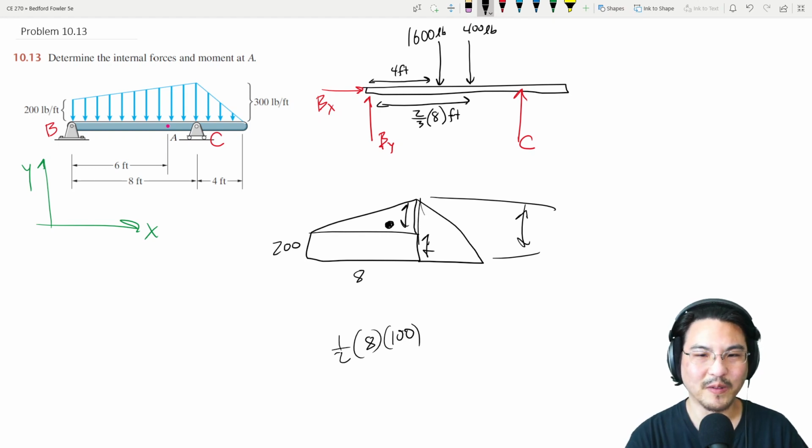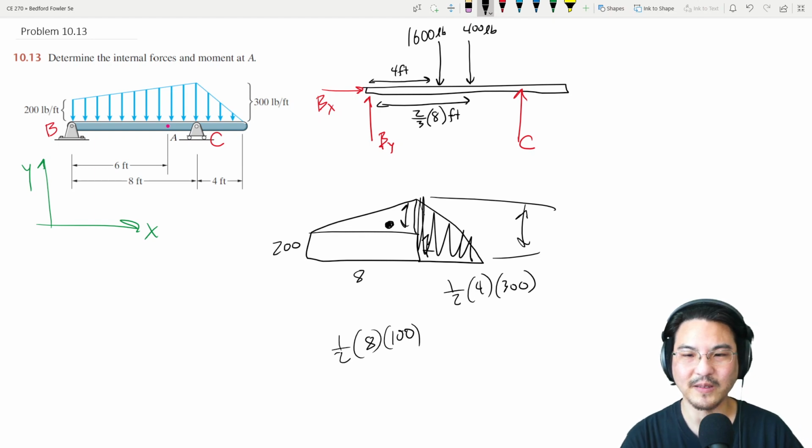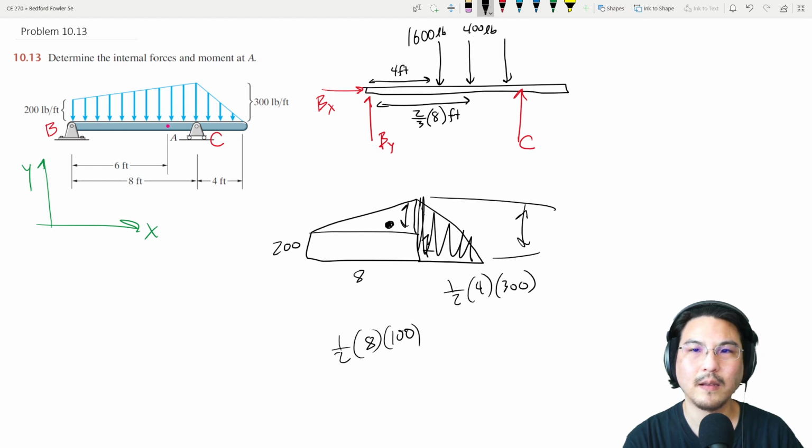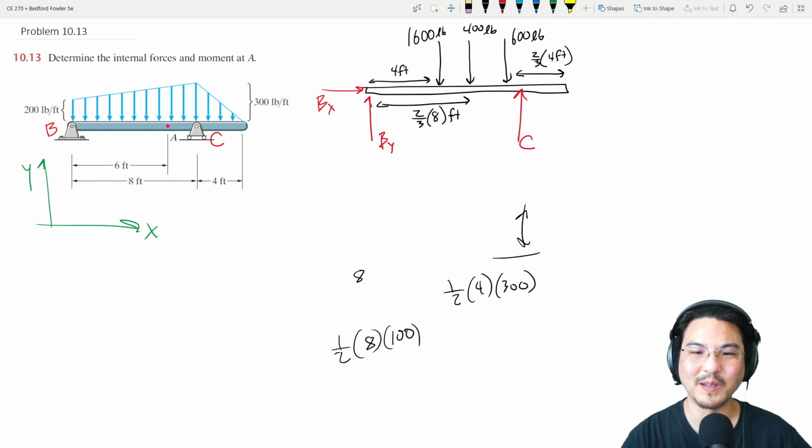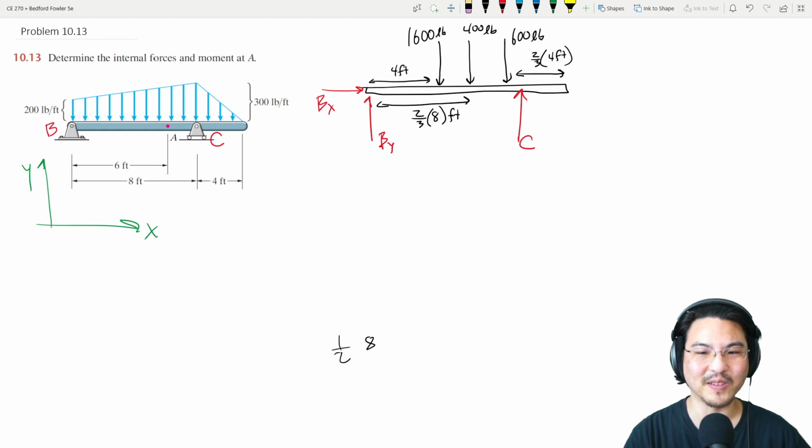All right, and now for this triangle, the area is 1/2 base times height. Okay, so that's 600. And the centroid of the shape is 2/3 of the way over this way, 2/3 of 4 feet. Okay, I'll just leave it like that. All right, so now we've got the free body diagram with the distributed load represented as discrete forces.